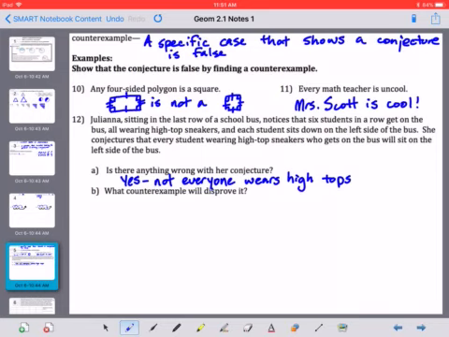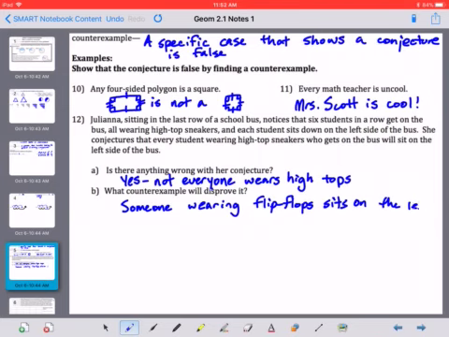All right, part B. What counterexample will disprove it? Well, what if we've got someone wearing flip-flops? So someone gets on the bus wearing flip-flops, and they sit on the left. So that would show that not everyone that wears high tops sits on the left. Okay? Or you could have someone wearing high tops sit on the right. So there's quite a few ways that Juliana could be proved wrong.